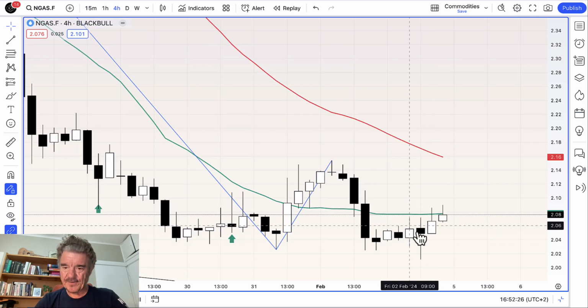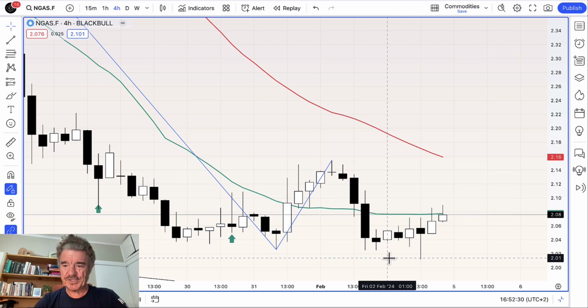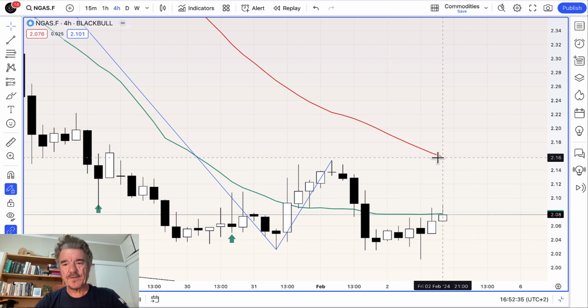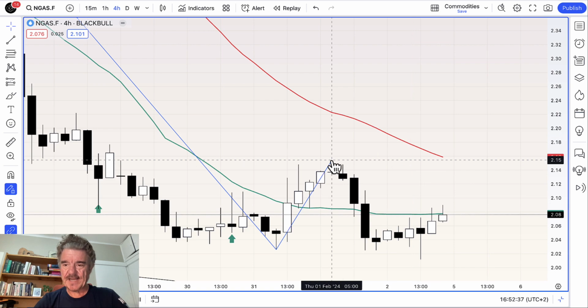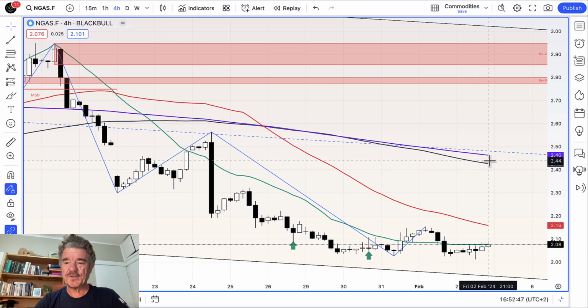I do like this little 4-hour spike low candle or wick low, holding above that support level at just above $2. But we're still below the 20-period moving average on the 4-hour, well below the 50, and this resistance line at about 215. And we've got a long way to go before we get up to the 100 and the 200. That would take us up to about 240 to 245.